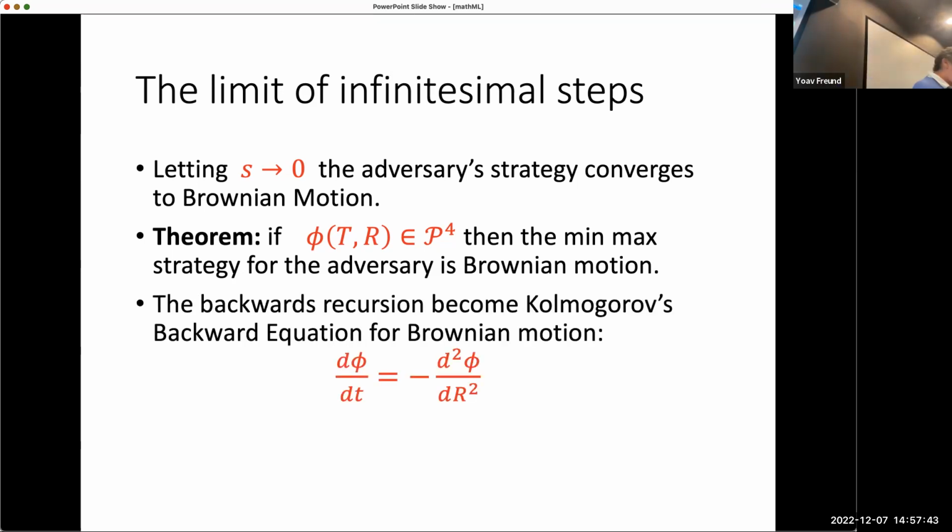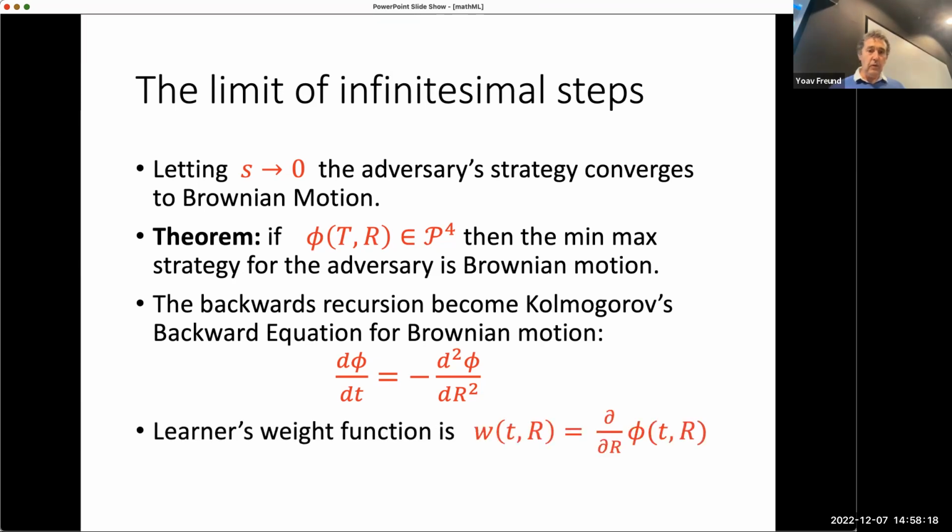Okay, so one other nice thing that comes out here is basically once you are working in that limit, then the recursion that I was describing before becomes a partial differential equation, which is called the Kolmogorov backward equation. It's basically the backward conditioning of random walk. And now you basically have an analytic expression for what are potential functions that you can use. And the learner weight is simply the derivative of the potential, just like what we said before in the K mistakes.